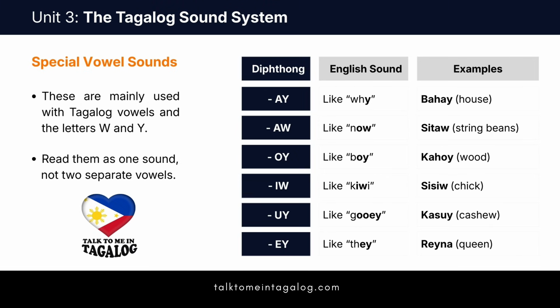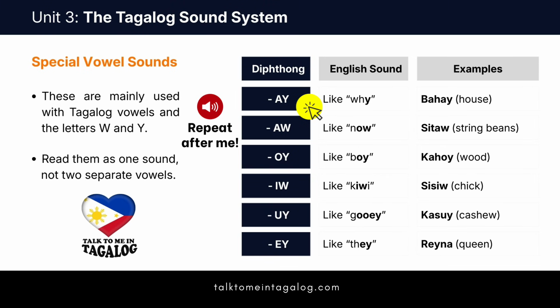We're still exploring the Tagalog sound system, and now it's time to look at some special vowel sounds. These are cases where two vowels flow together as a single sound, and they're mainly used with the letters W and Y. The key thing to remember is to read them as one sound, not two separate vowels. Let's go through the examples and practice saying them together.